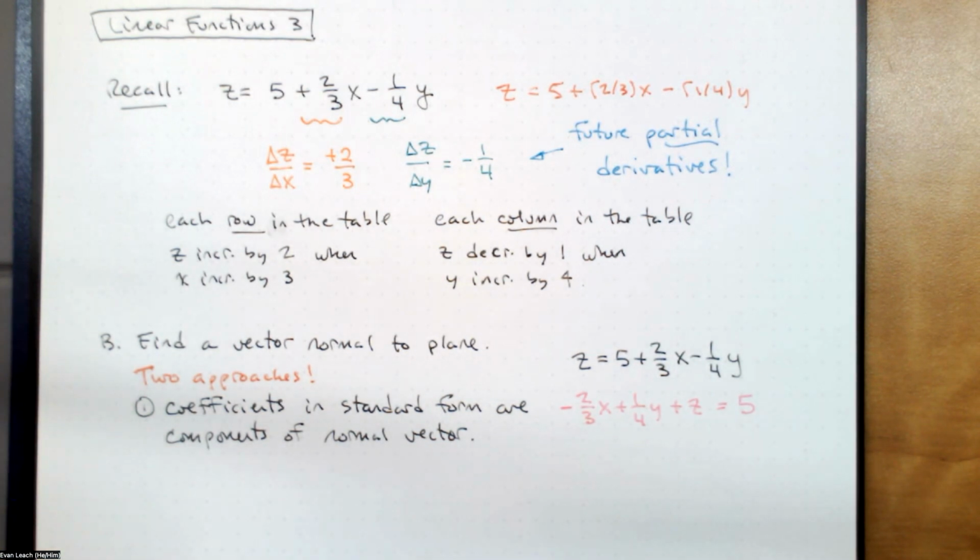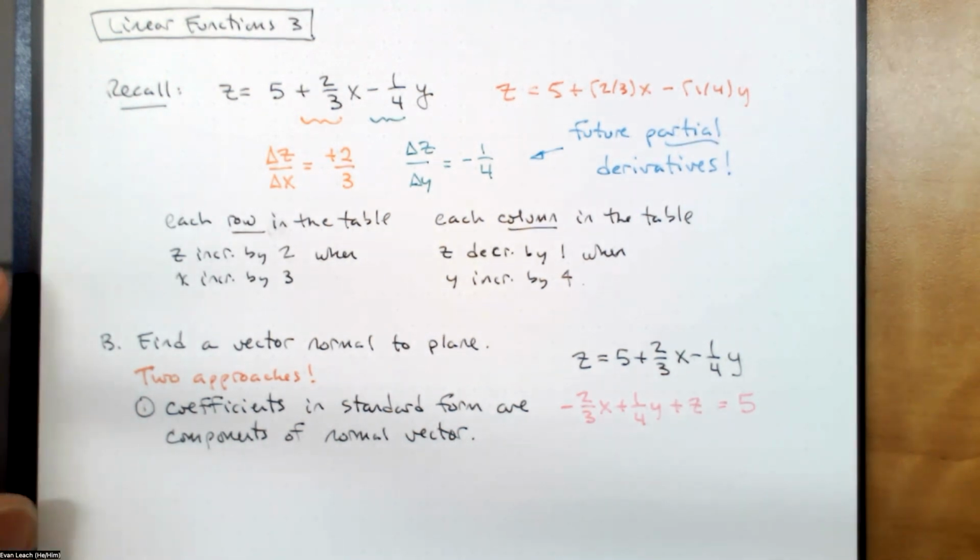So if we rewrite the equation in standard form, the coefficients of the x, y, and z will be the corresponding components of the normal vector. I didn't say this, so if you're like, oh, when did you say that? I did not. Some of you read about it, some of you knew it already, and so that was cool.